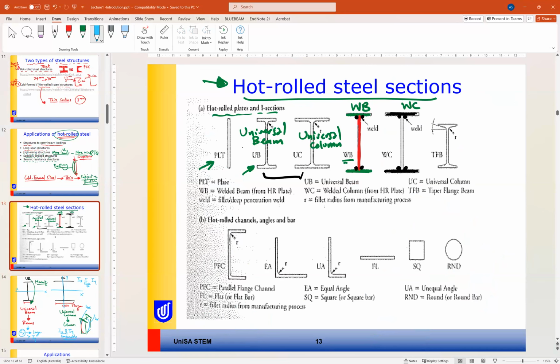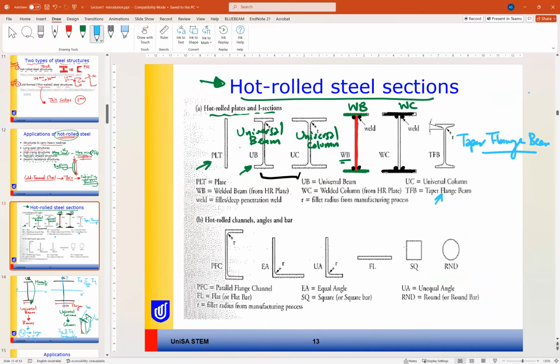Okay, another type of I section or hot rolled I section is the taper flange beam. The taper flange beam, as you can see, has a flange that is not of constant thickness. That's why it is tapered flange. So this is also one of the forms of the I-beam.